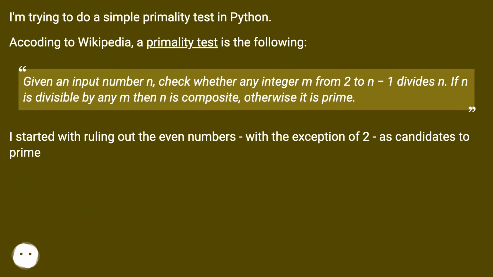According to Wikipedia, a primality test is the following. Given an input number n, check whether any integer m from 2 to n-1 divides n. If n is divisible by any m, then n is composite, otherwise it is prime. I started with ruling out the even numbers, with the exception of 2, as candidates to prime.